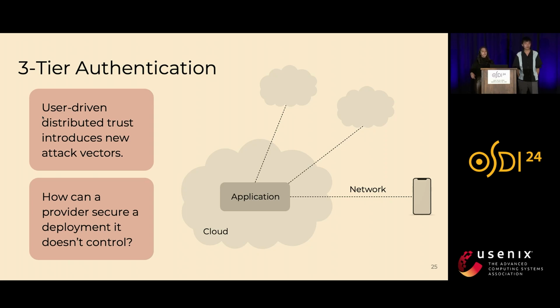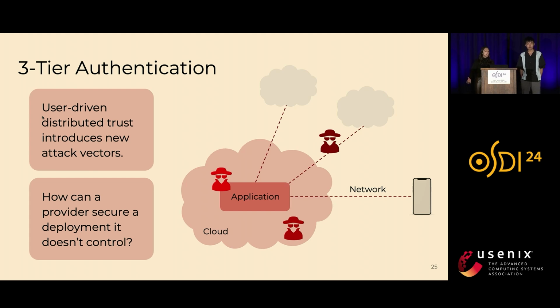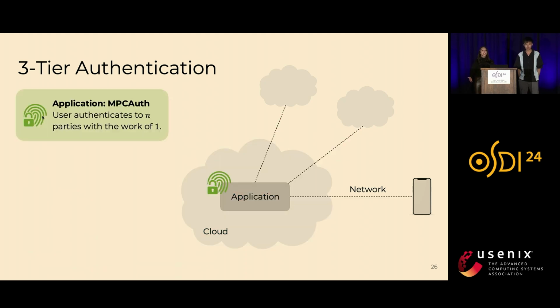Notice that an adversary could attack at the application layer as in a standard application, but it could also attack the cloud layer or any one of our more complex network connections between the different moving parts of the system. So our task was to design a comprehensive authentication protocol spanning these layers. To secure the application layer, we use MPC Auth, which is a cryptographic protocol that allows a user to authenticate to end parties with the work of just one authentication. So we do the authentication phase in MPC as well.